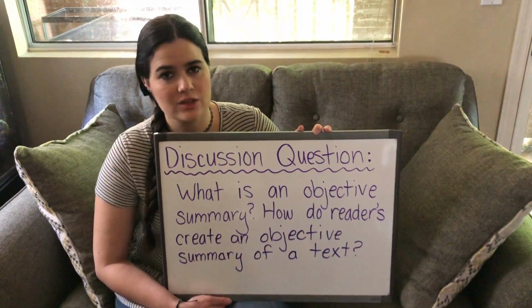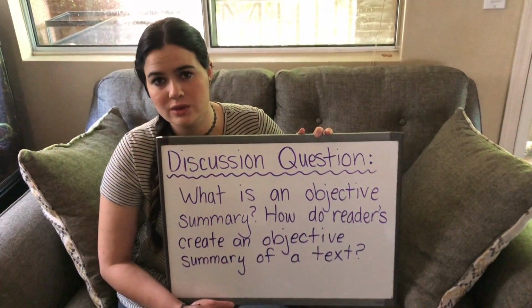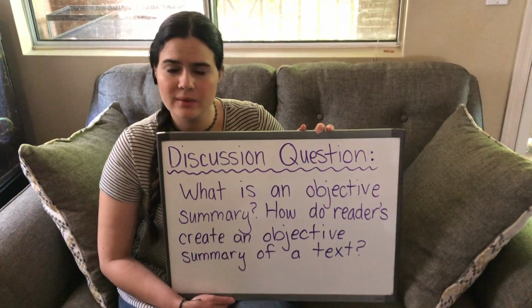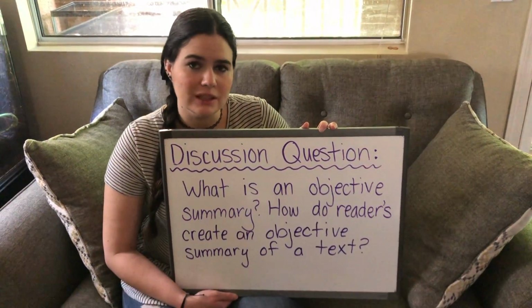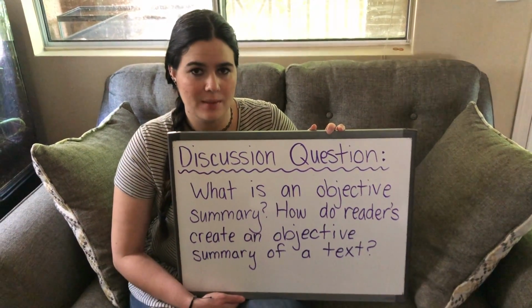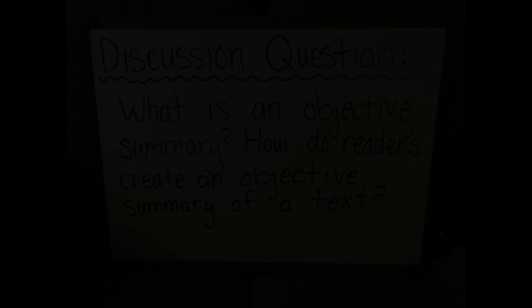For this week's discussion question, you will be writing about 2 topics. The first is, what is an objective summary? The second is, how do readers create an objective summary of a text?